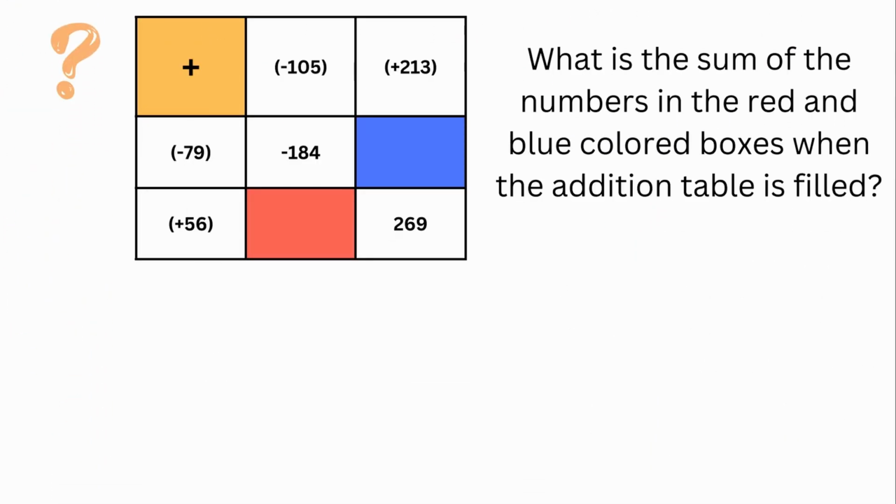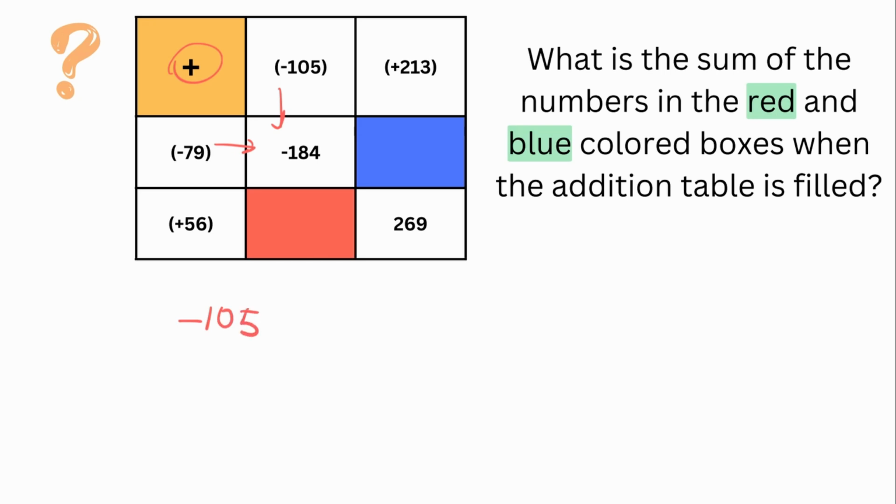Here's an interesting question. It's asking what are the red and the blue colored boxes when the addition table is filled. If you don't know what an addition table is, this sign is basically telling you what to do. So if you add this number and then this number, the addition of these numbers should give you this number. Let's check if that's true.